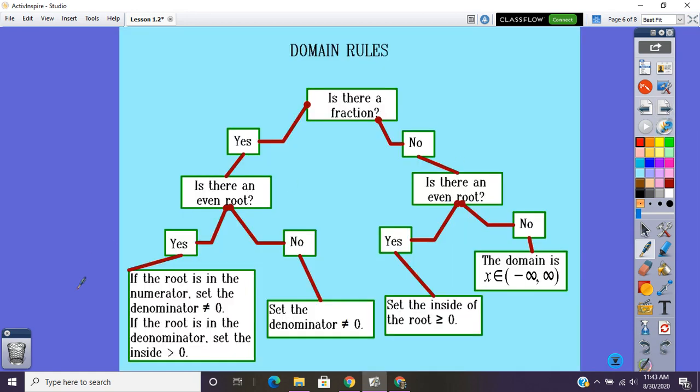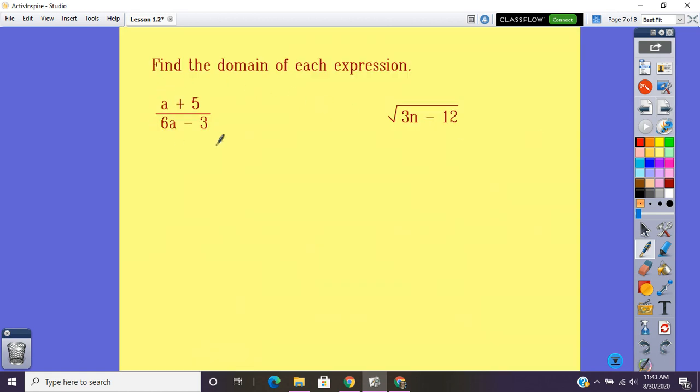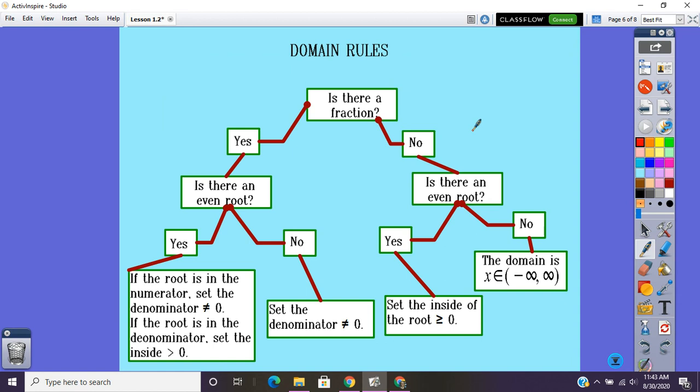All right, so then we talk about our domain rules, because what we're going to be doing here is we're going to be asked to find the domain of these expressions. Remember, domain is all your possible independent variable options, or what are the possible x values. There's only a few things that actually affect the domain, and it's fractions and even roots. There are some other things like logarithms that will affect it, but for now we're really just focused on the fractions or the even roots.